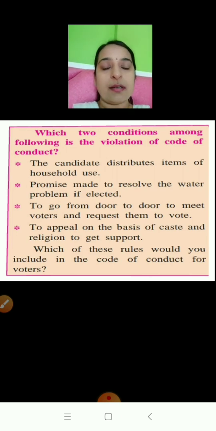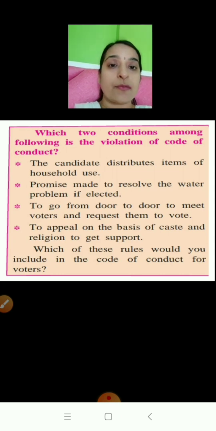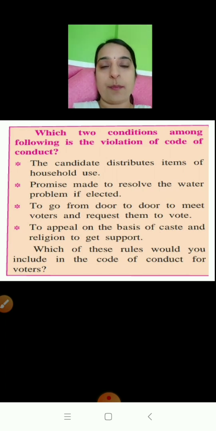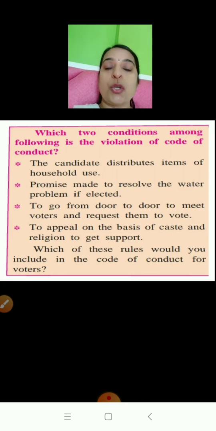So children, here this one, that is when, suppose they get elected, then they will solve the problems of the people, right? So promise made to resolve the water problem. Suppose in a particular area there's a water problem, so they promise the people that they will solve their water problems, right? Then next is to go from door to door to meet voters and request them to vote.